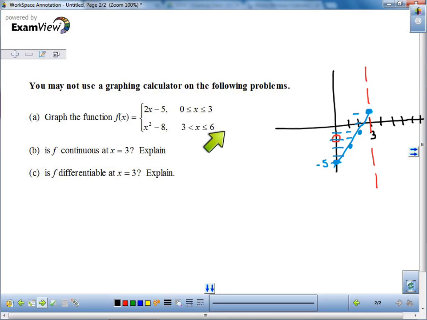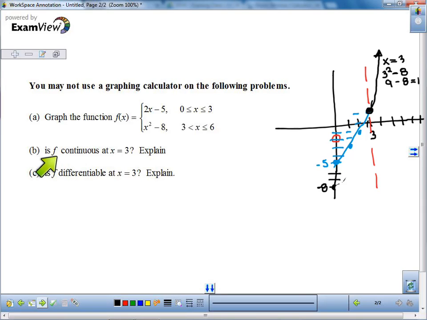Now from 3 to 6, I'm going to graph x squared minus 8. So that is a parabola. What I did is I found out when x equals 3, if I substitute that into here, I get 9 minus 8, which is 1. So that means that at 3, it's 1, and here's my parabola that goes up. And because I only want it to the right of 3, I'm going to erase the left part. So notice that it was a closed circle, because it's 3, but because the blue line, which is my linear line, and the parabola meet at the same place, it's going to be a closed circle.